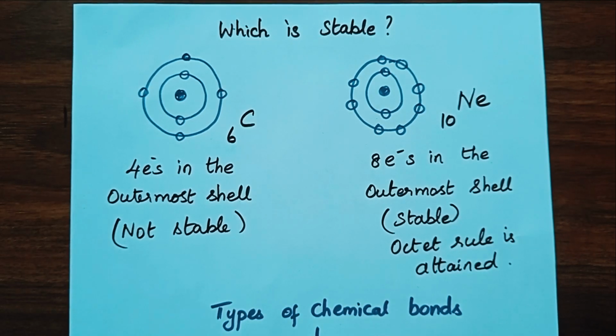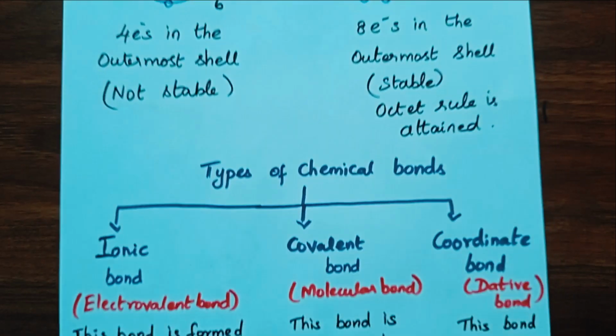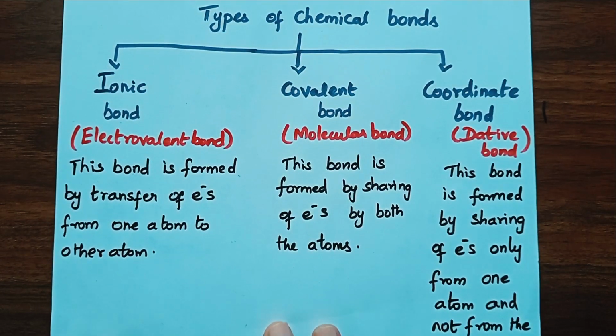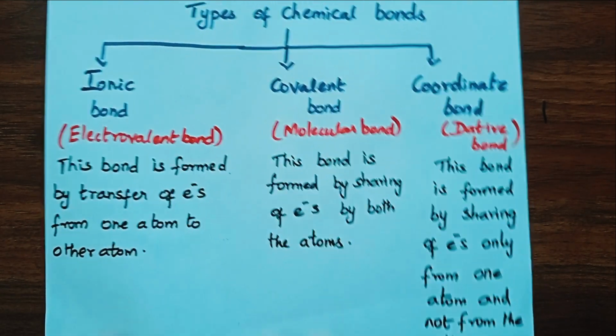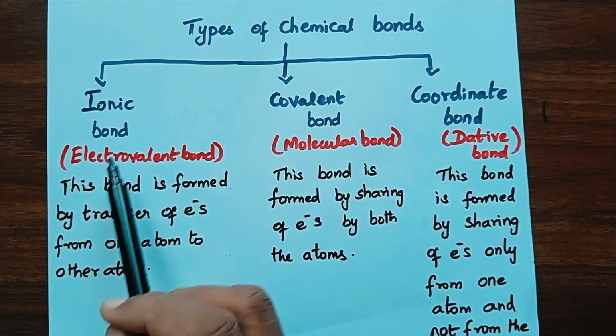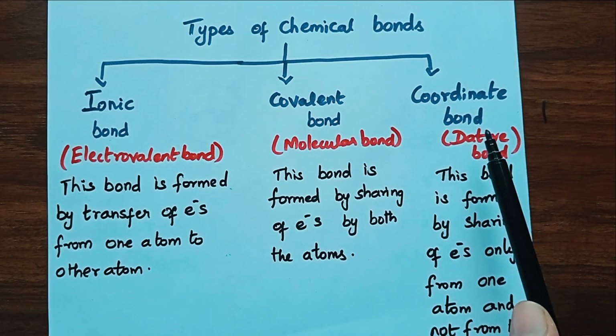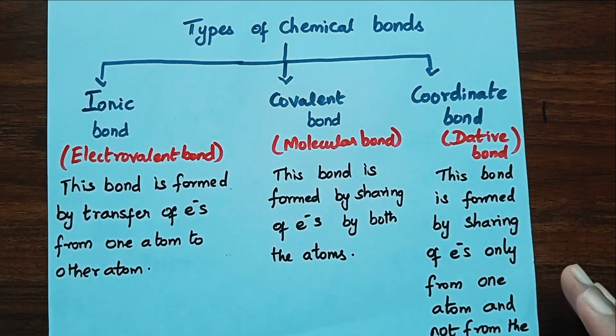Okay, next we see the types of chemical bonds. There are 3 types of chemical bonds. First one is the ionic bond, second one is the covalent bond, and third one is the coordinate bond.